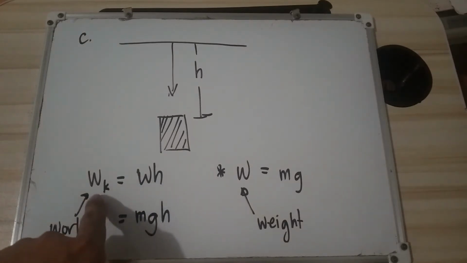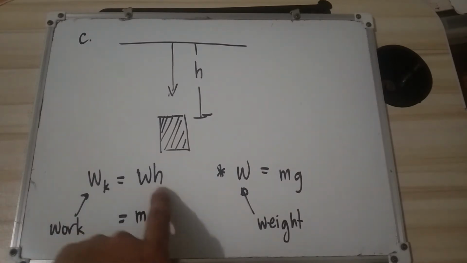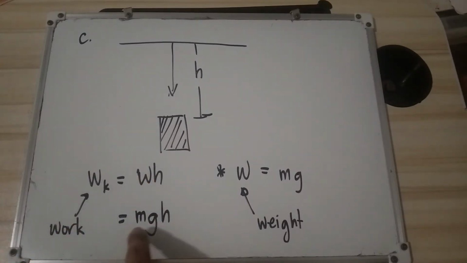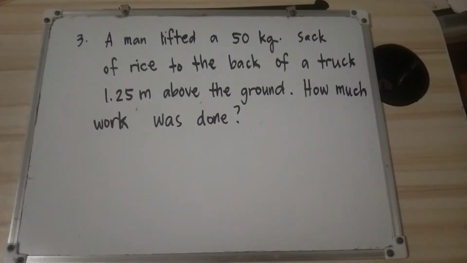In symbols, work is equal to weight times height, or since weight is equal to mg, work is equal to mgh: mass, gravity, and height. Example: a man lifted a 50 kilogram sack of rice to the back of a truck 1.25 meters above the ground. How much work was done?